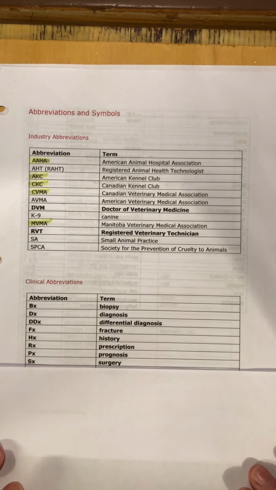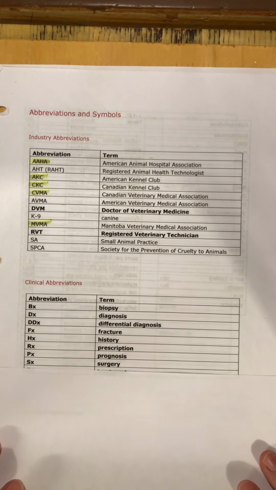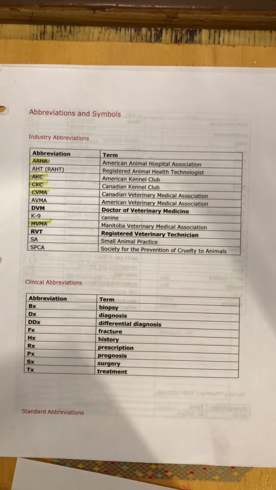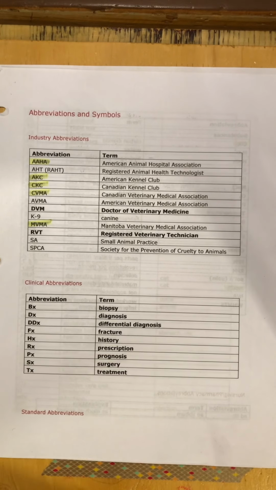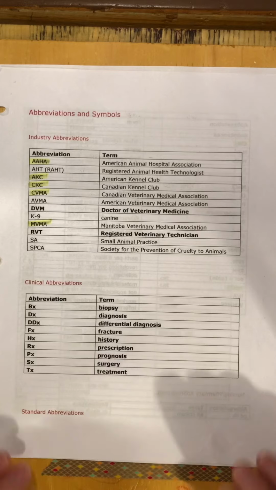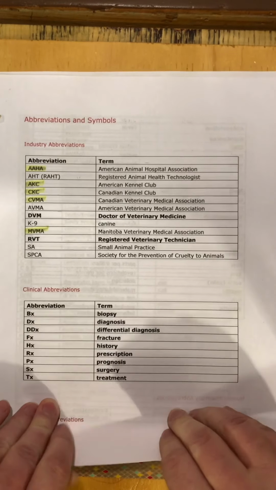SX is surgery, so I don't know if you really need more explanation on that. You know, cutting the animal open somehow. And TX is treatment. So treatment can include anything like, you know, a procedure, so like a nail trim, or it could be like a drug or a surgery, etc.